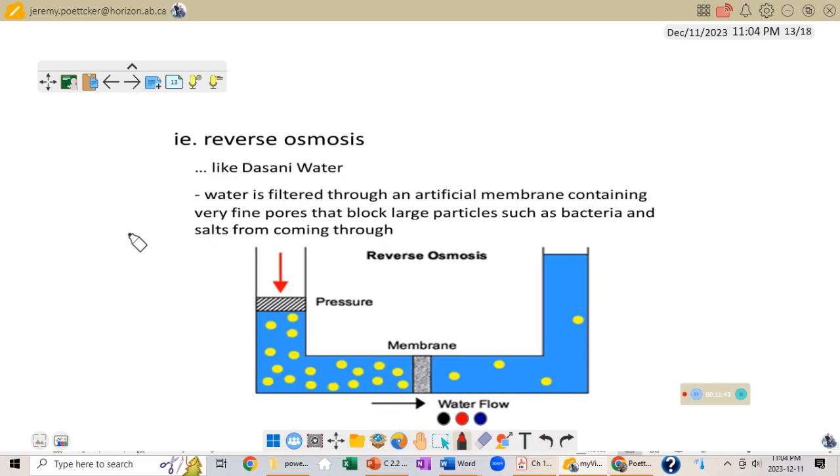All right, reverse osmosis. You might have seen this with Dasani water or various other things where you're getting filtered water. Water is filtered through an artificial membrane containing very fine pores that block large particles such as bacteria and salts from coming through. And it's just the opposite way, right? Normally, water would move from where there's more water, which would be over here, to where there's less water, which would be over here. But in this case, we're putting pressure on it. We're doing work, or adding energy, to go against osmosis.